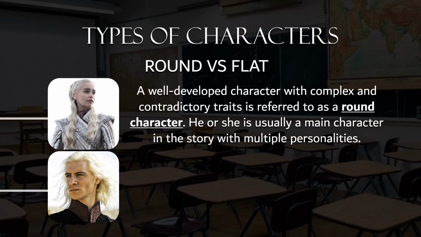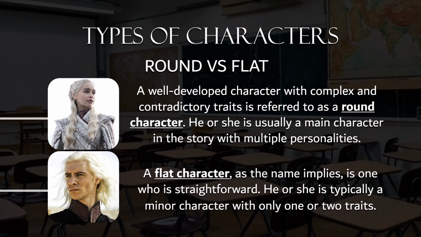A well-developed character with complex and contradictory traits is referred to as a round character. He or she is usually a main character in the story with multiple personalities. On the other hand, a flat character, as the name implies, is one who is straightforward. He or she is typically a minor character with only 1 or 2 traits.